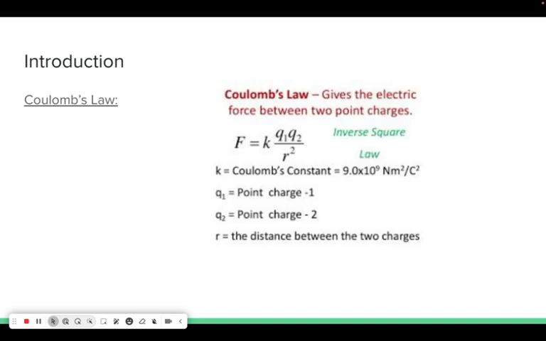Coulomb's law gives the electric force between two point charges, and as you can see, the formula is right there for the force. K is Coulomb's constant, equal to 9.0 times 10 to the ninth newton meter squared over coulomb squared. Q1 is my first point charge, Q2 is my second point charge, and r is the distance between the two charges.